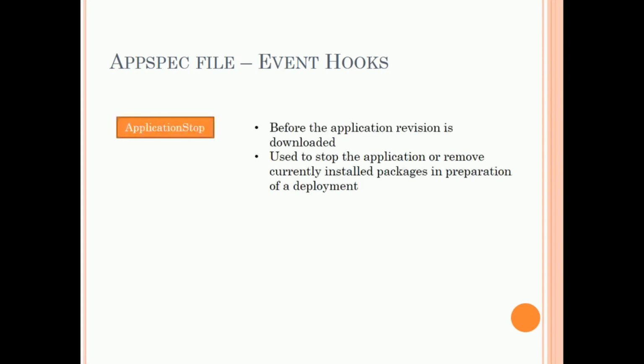Let's understand the event hooks we will use in our AppSpec file. The first is ApplicationStop. This deployment lifecycle event occurs even before the application revision is downloaded. We can specify the scripts for this event to gracefully stop the application or remove the currently installed packages in preparation of a deployment. The AppSpec file and scripts used for this deployment lifecycle event are from the previous successfully deployed application revision.